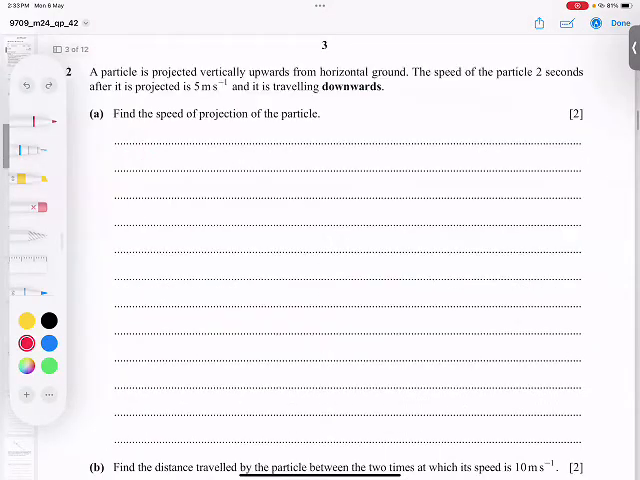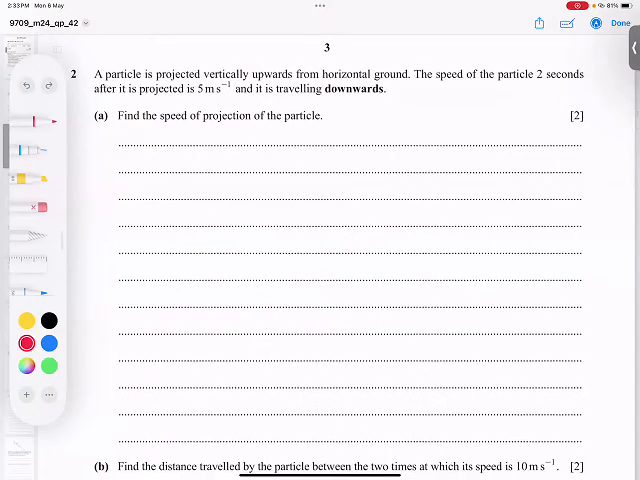Let's go for the next. Question number 2. A particle is projected vertically upwards from a horizontal ground, okay, and two seconds after the projection, it is traveling downwards, okay.